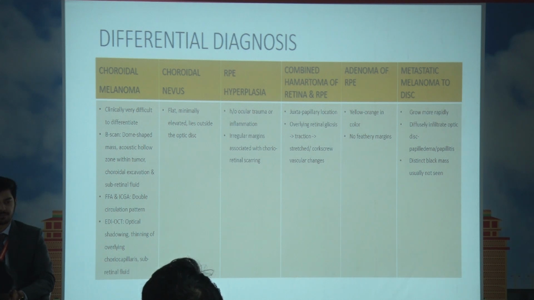Choroidal nevus was unlikely because it's flat or minimally elevated and usually lies outside the optic disc. Retinal pigment epithelium hyperplasia: there's no history of ocular trauma or inflammation, and usually these have irregular margins associated with chorioretinal scarring. Combined hamartoma of the retina and retinal pigment epithelium usually has a juxtapapillary location and is associated with retinal gliosis, which can lead to traction, with stretching or corkscrew vascular changes. Adenoma of the retinal pigment epithelium usually appears yellow to orange in color and has no feathery margins. A metastatic melanoma to the disc usually grows very rapidly and diffusely infiltrates the disc, which may appear as in papilledema or papillitis, and a distinct black mass is usually not seen. None of these features were present in our case, so we reached a final diagnosis of optic disc melanocytoma.